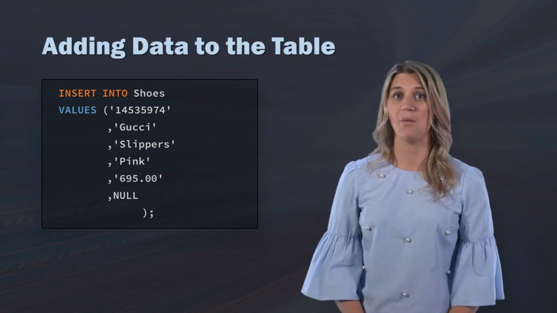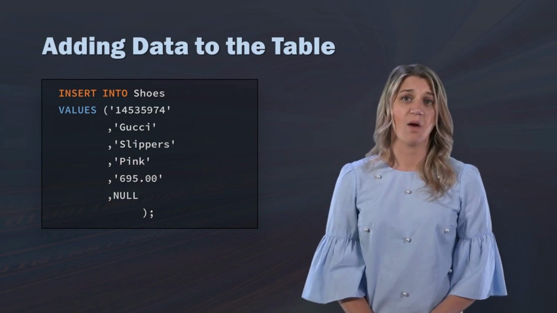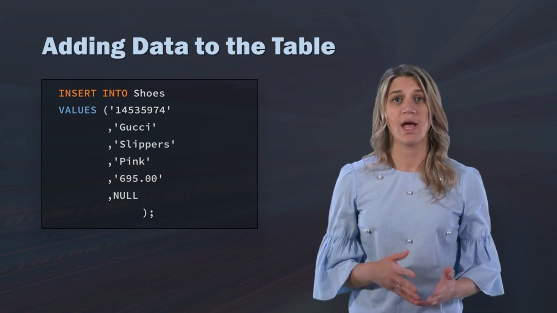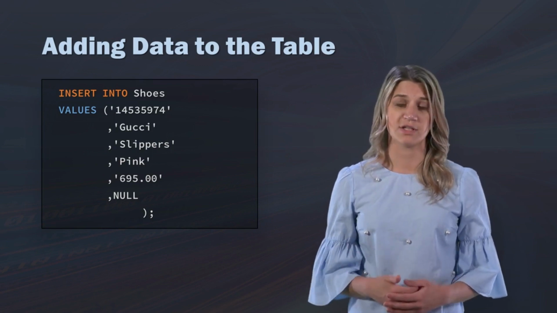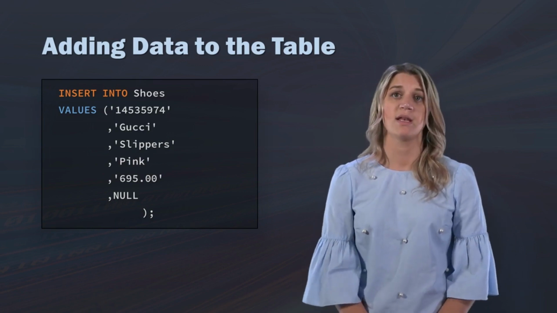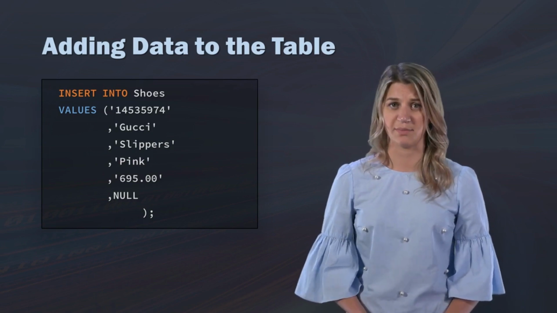So I'm saying I want to put this data into the shoes table. I want to put the values in after that. In this, I have put the values into a single parentheses. I've listed them out in order. Now this works fine. However, I wouldn't recommend using this first example.